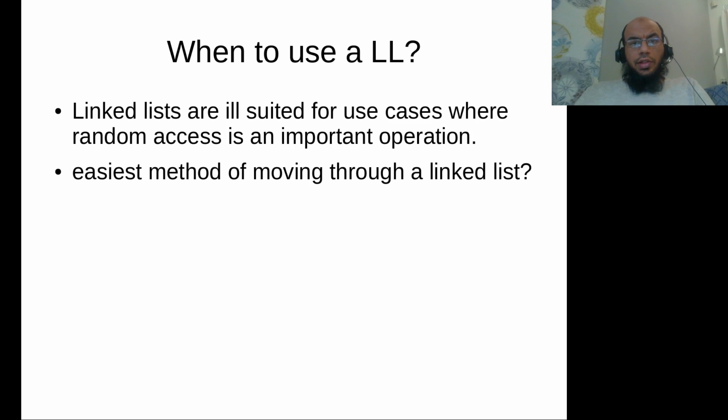When do we use a linked list? Linked lists are very good when you're accessing data sequentially, or there is some structure in the way you access data. So you go from thread 1 to thread 2 to thread 3, for example. But they are very bad when you are accessing data randomly. So if you try to just pick a random element in the linked list, this can be pretty costly. And the easiest way to move through the linked list is basically by using your pointers, of course.